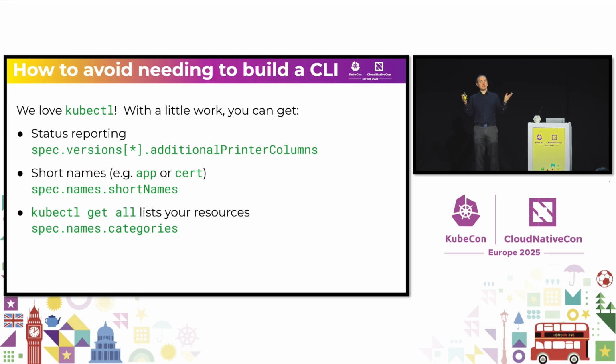There's a kubectl get all that will list all your basic built-in Kubernetes resources. If you add your resources to the all category, they'll show up there too. And then when you say kubectl get all, you get all your HTTP routes from Gateway, and you get all your Knative services, and you get all your Argo CD apps all in one place.